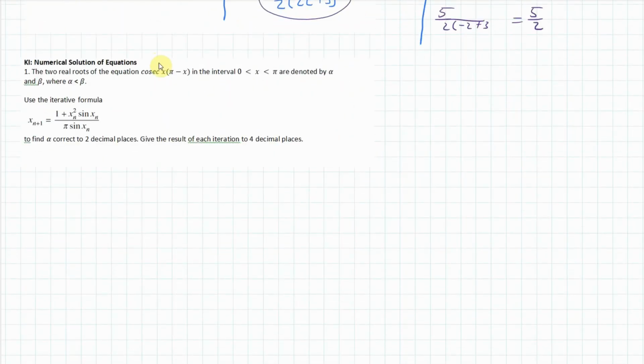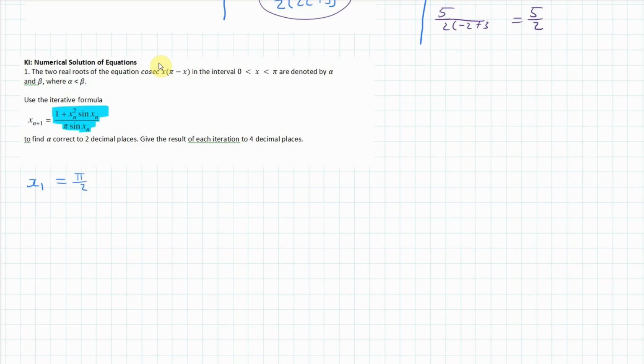The two real roots of the equation cosec x into pi minus x in the interval between 0 and pi are denoted by alpha and beta. Okay, so this is part of an exam question. All we have to do today is use the iterative formula x n plus 1 is equal to this. Now, as we did in class, all you need to do is choose your first value. So I'm going to say x1 equals pi over 2.